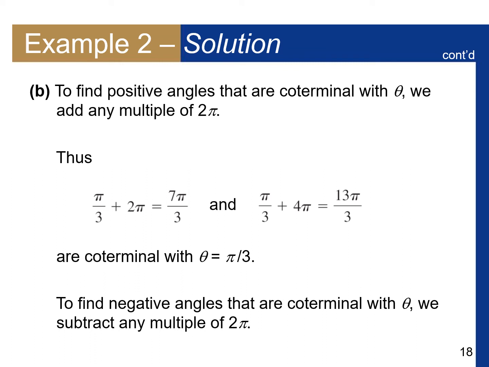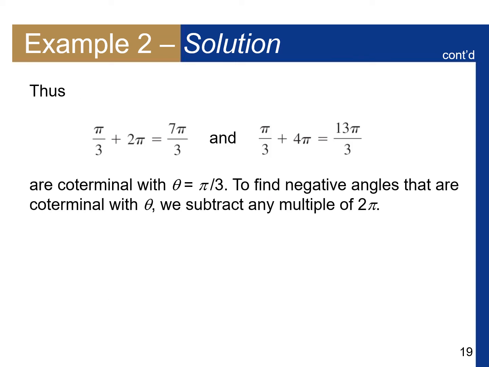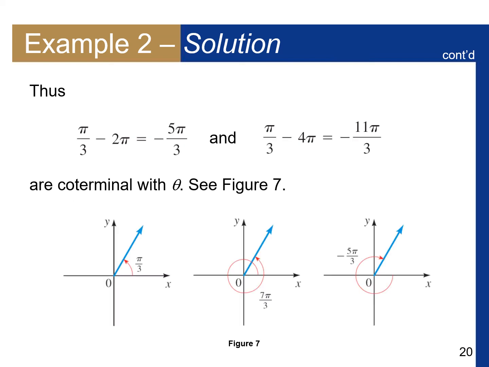To find negative angles that are coterminal, we subtract any multiples of 2 pi. So here we have adding 2 pi, adding 4 pi. And again, if we're going to subtract 2 pi, then we'll end up with negative 5 pi over 3 on this third one.